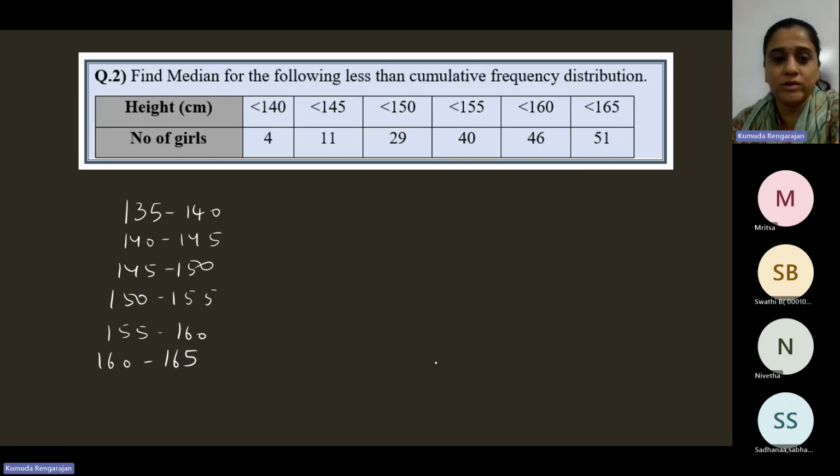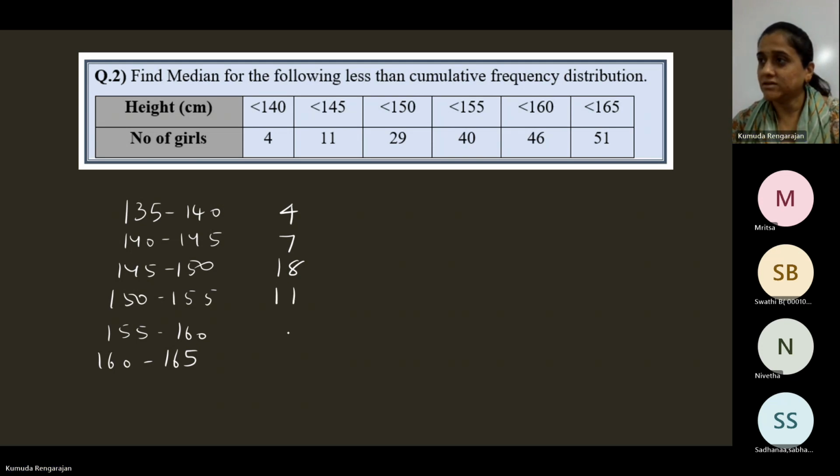You should fill the corresponding lower limits. Now, you should write the first frequency as it is. Then 7, 11 minus 4, 7. 29 minus 11, 18. 40 minus 29, 11. 46 minus 40, 6. 51 minus 46, 5. Very good.